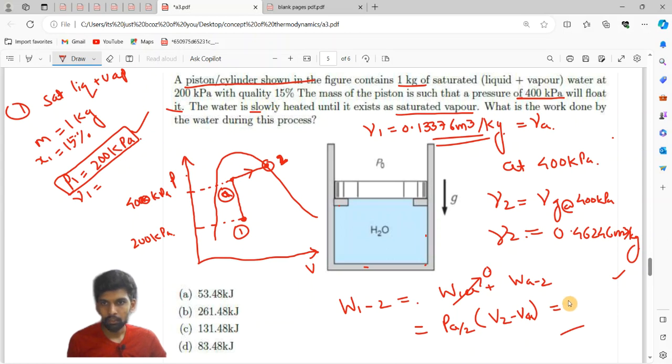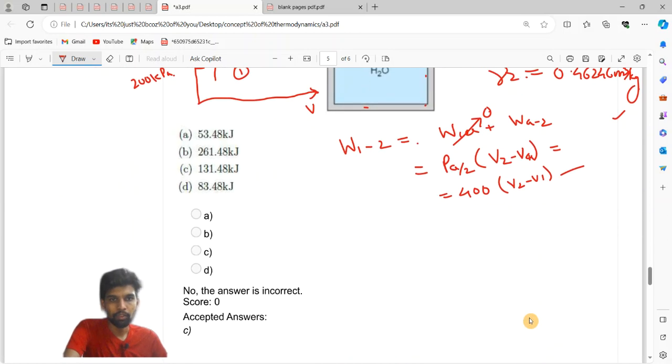That's why we can write it as P2 is 400, V2 and V1 are given, V2 minus V1, and finally we will get the answer as C. After solving you will get this. One more thing is missing here: you will get this in kilojoule per kg.